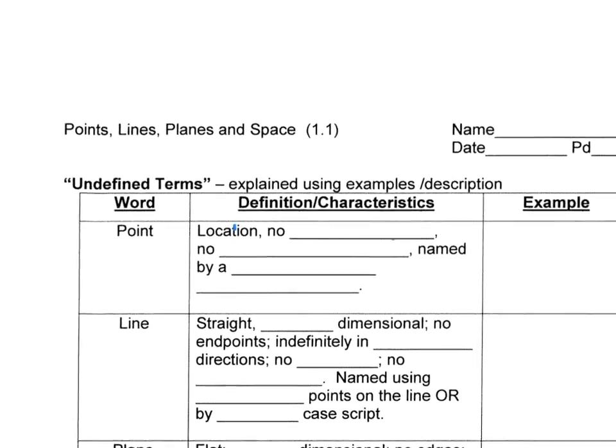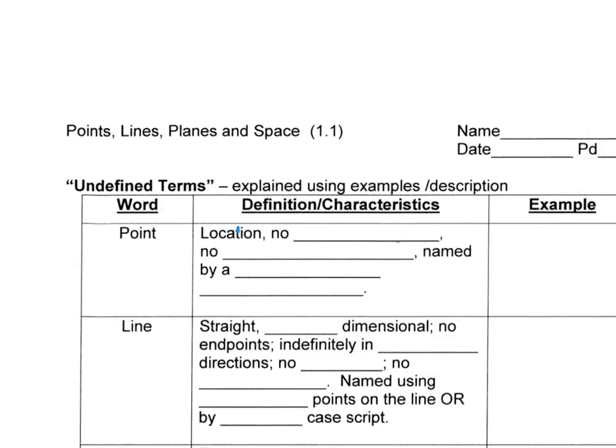So here, we're talking about a point. A point is a location. Same thing as saying on a coordinate grid, point XY, it's a location on the coordinate grid. Exactly the same thing. It has no size, no dimension. Dimension is your length, width, and height. And it's named by a capital letter.